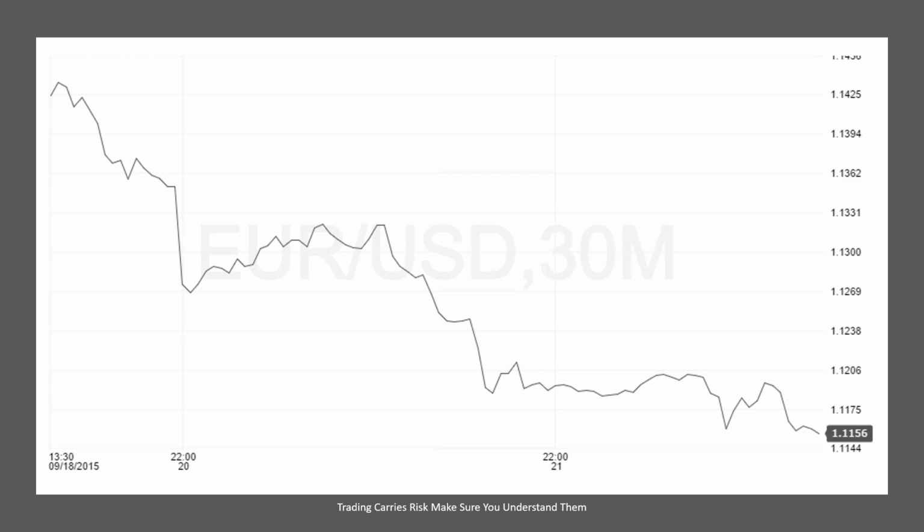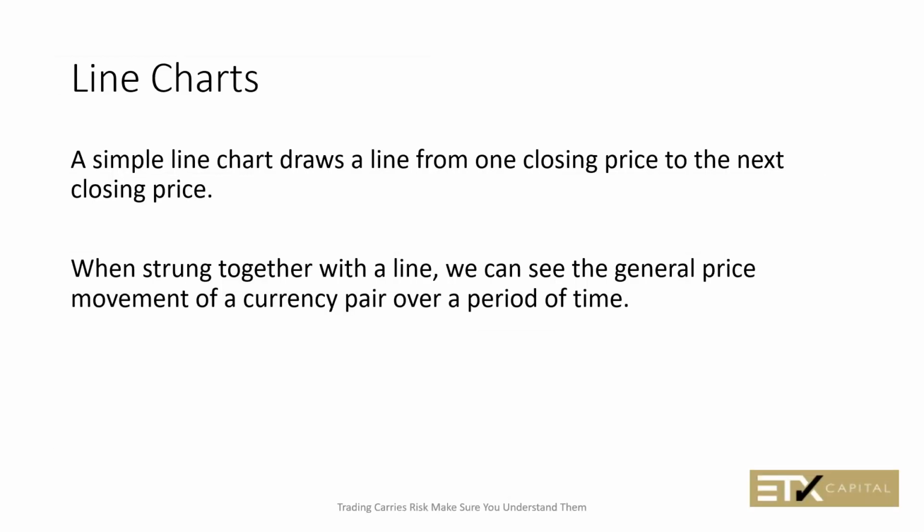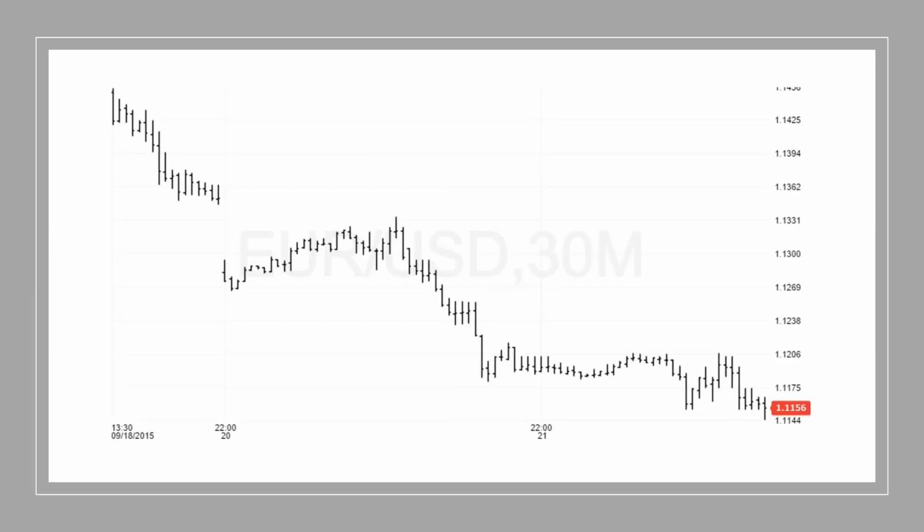A line chart, which is what you're looking at on your screen, on the other hand, simply connects the closes of each time frame with a line. So you're just connecting dot to dot to dot. It gives you some general information. Now, it does take the noise out of the markets. It's not really good for analysis purposes, but it's good to show you an overall trend or where the asset you're looking at is moving. So a simple line chart draws a line from one closing price to the next. When strung together with a line, we can see the general price movement of a currency pair or asset over a period of time. Now, as I said, my favorite is the bar chart.